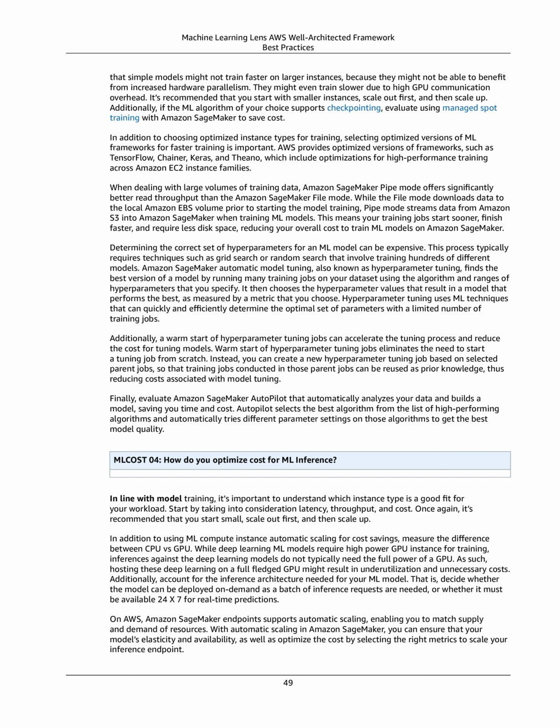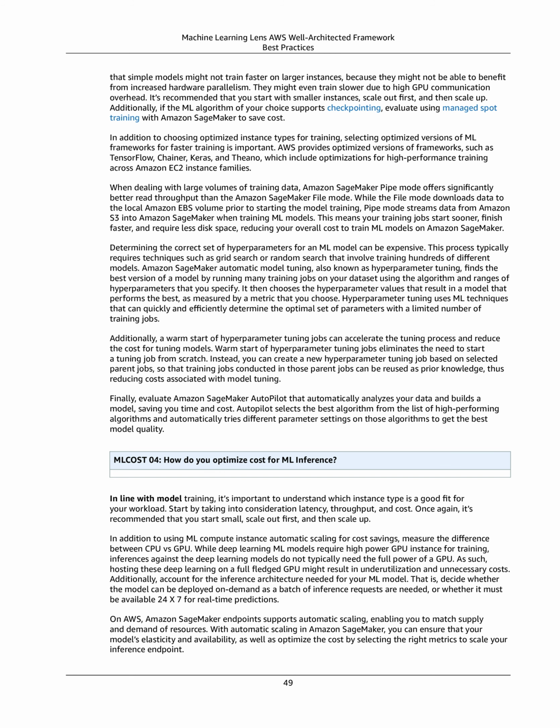Cost 04. How do you optimize cost for ML inference? In line with model training, it's important to understand which instance type is a good fit for your workload. Start by taking into consideration latency, throughput, and cost. Once again, it's recommended that you start small, scale out first, and then scale up. In addition to using ML Compute Instance Automatic Scaling for cost savings, measure the difference between CPU versus GPU.